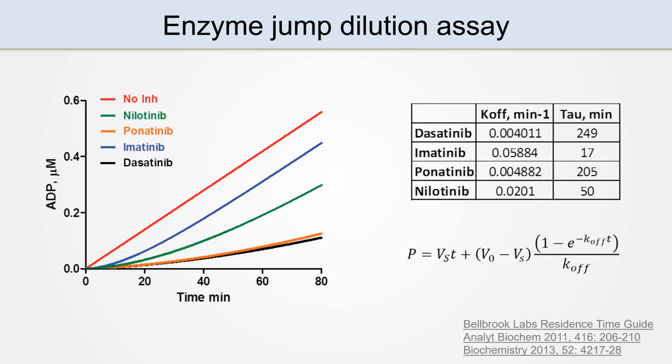Here is an example for an enzyme using the jump dilution method. Here we're measuring ADP release by the protein kinase ABL1. We see the straight line time course for the control without inhibitor.